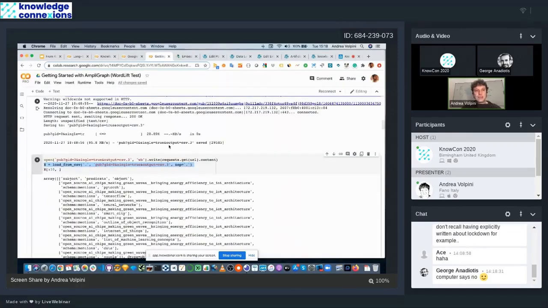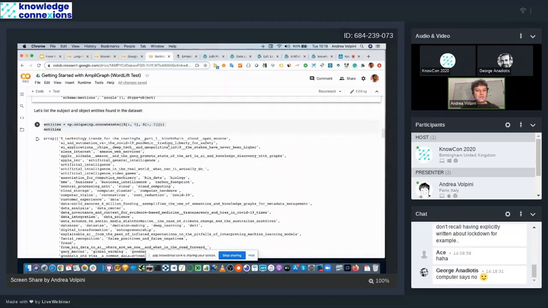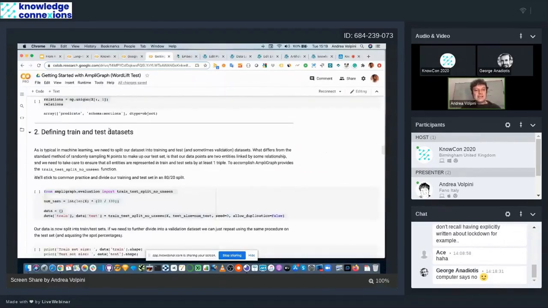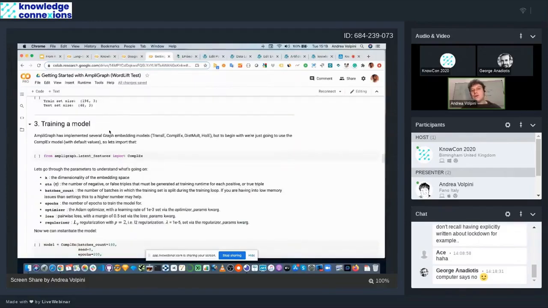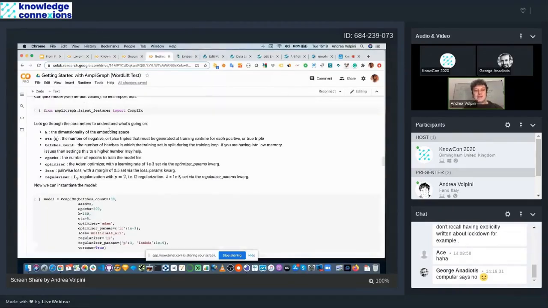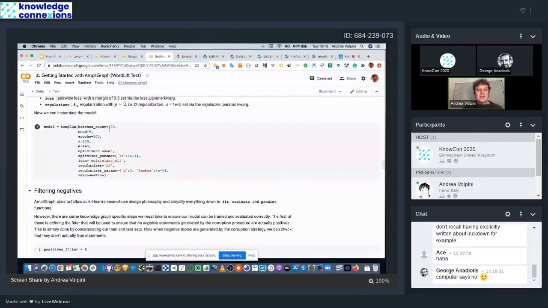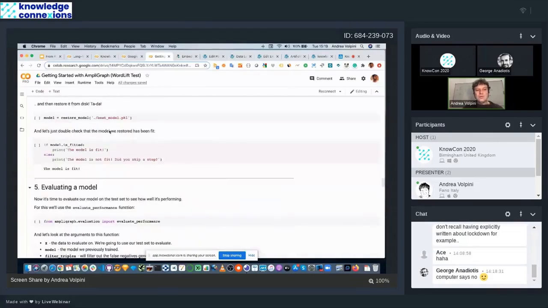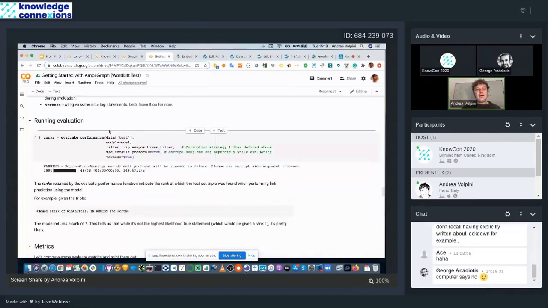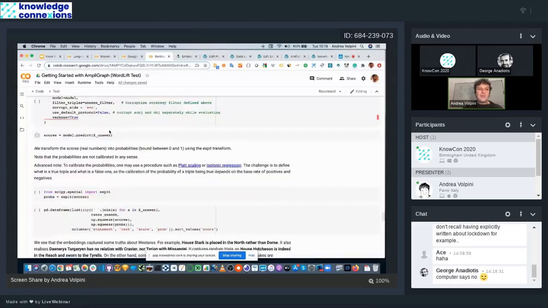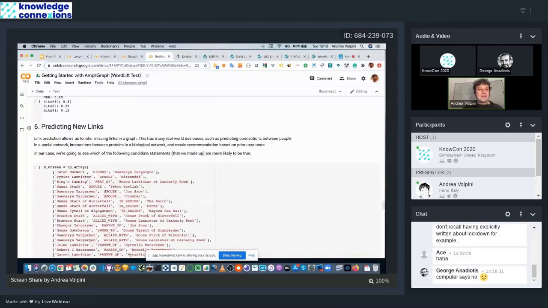Quickly, next session we will get more into the code, but this is a library that I use, called AmpliGraph, for creating these embeddings. So basically, it's machine learning. You provide all the triples from your graph, and then a model gets trained. And then you start running inferencing over this model. And for instance, you can predict new links, which is not what I did in this case.